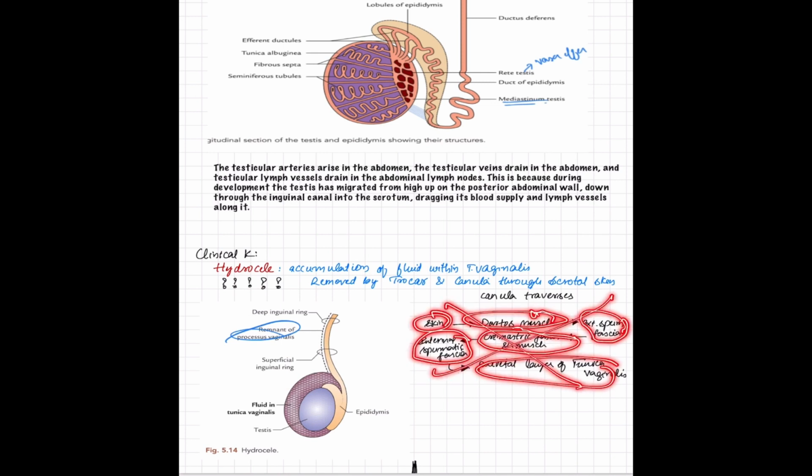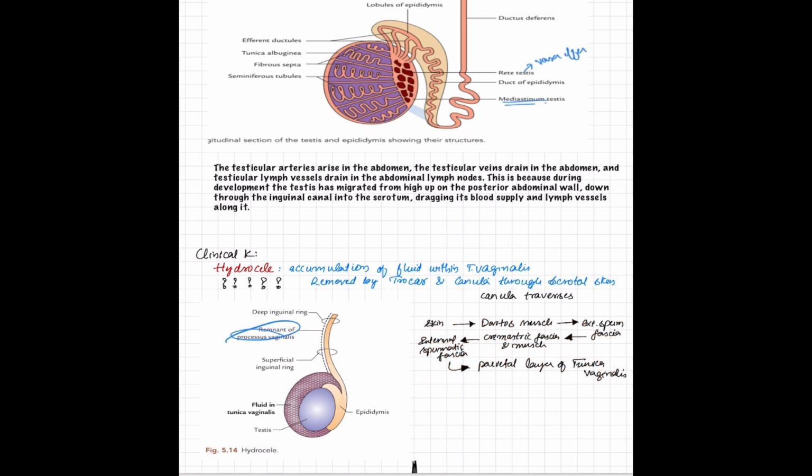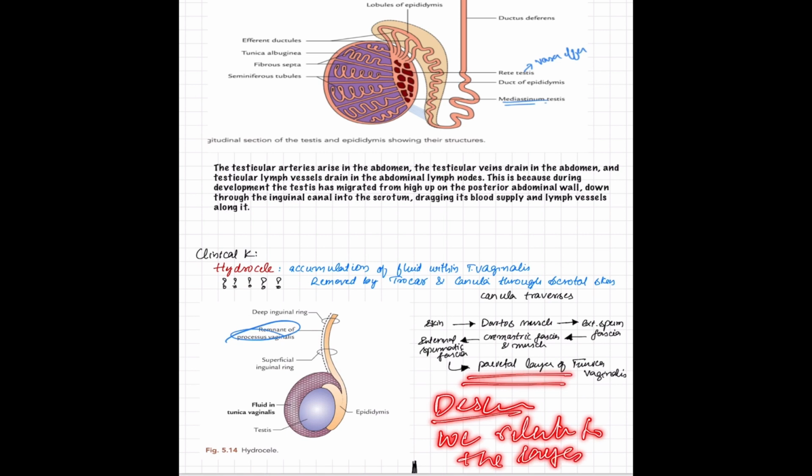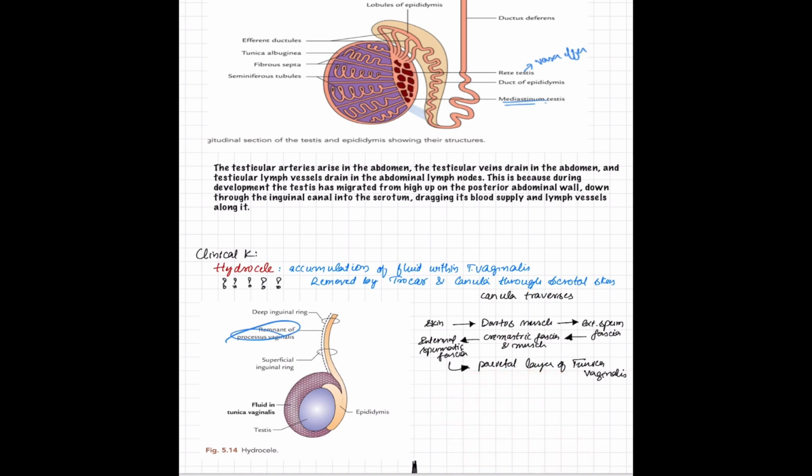If we learn like this, we cannot remember. So how do we have to remember this? We have to go and study the descent of testes. While we learn about the descent of testes, we can easily relate to the layers of testes. So we will learn them. For the sake of now, I am only explaining. You can learn like this.